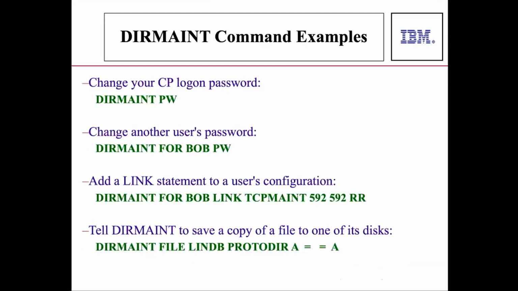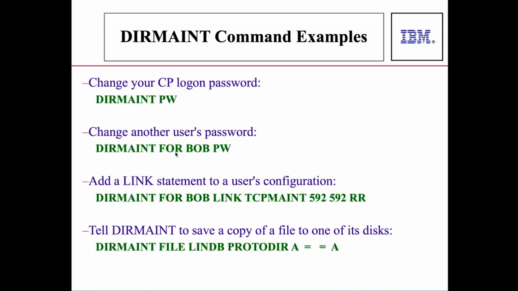So here's some simple ones: changing my password, DIRM PW. It prompts me. If it's RACF, it would go to RACF. I could change somebody else's password if I have the privilege to do that, and typically you use the FOR override. There are overrides to DirMaint commands.